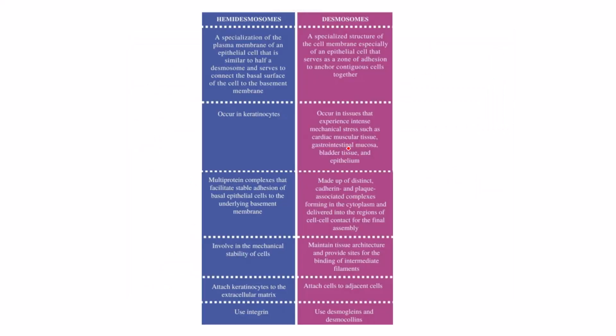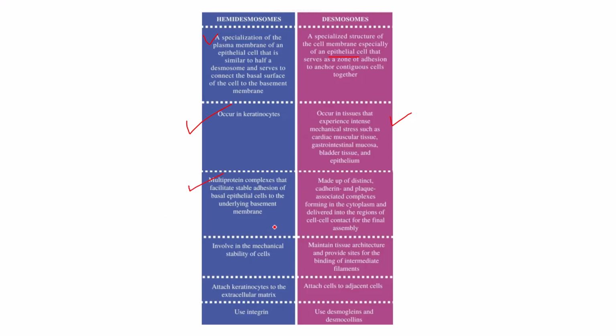Okay, so let's see the difference between hemidesmosomes and desmosomes. A hemidesmosome is a specialization of the plasma membrane of an epithelial cell that is similar to half a desmosome and serves to connect the basal surface of the cell to the basement membrane. A desmosome is a cell membrane specialization, especially of an epithelial cell, that serves as a zone of adhesion to anchor contiguous cells together. Hemidesmosomes occur in keratinocytes. Desmosomes occur in tissues that experience intense mechanical stress.